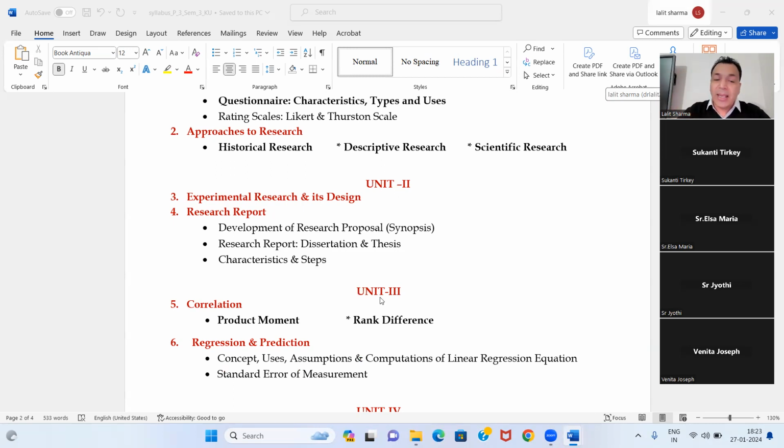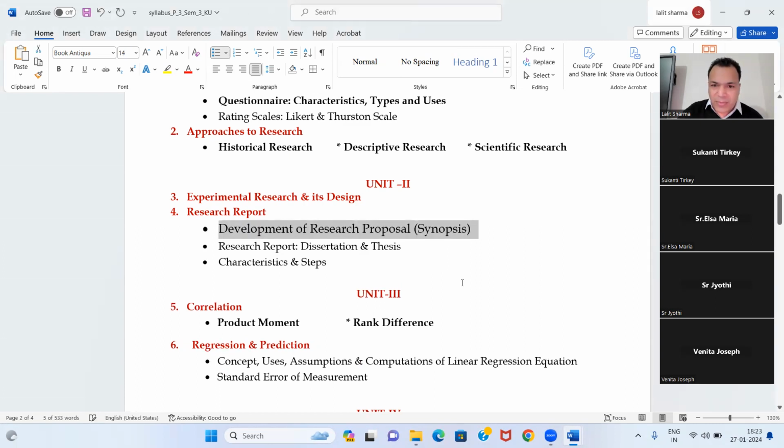And the fourth is very easy. What is in the fourth? Research report. Under the research report, the first topic is synopsis, development of research proposal. Guys, you already made the synopsis in the last semester. You have submitted the synopsis, and even cleared the viva of the synopsis. So you already know that. All the points of the synopsis are the same.